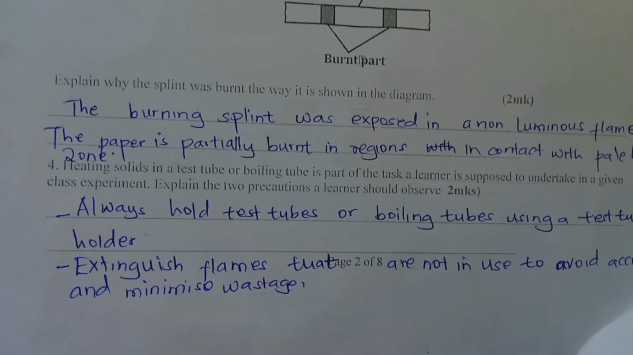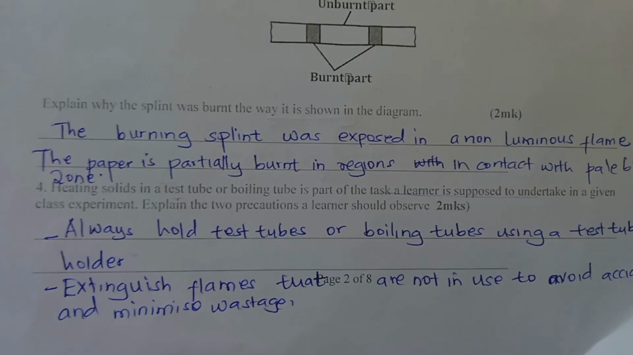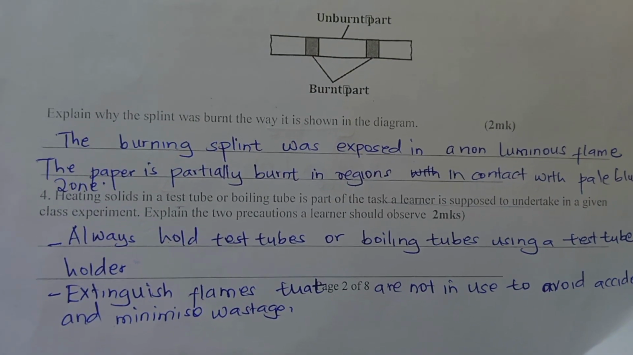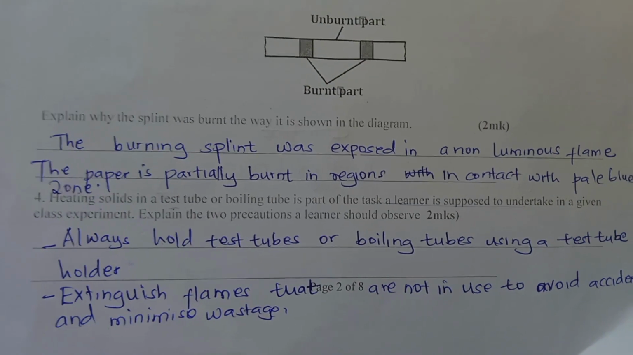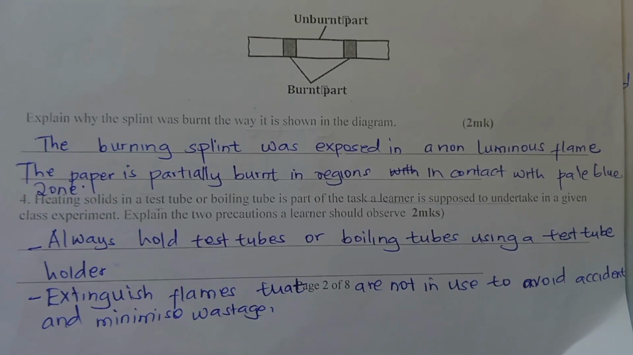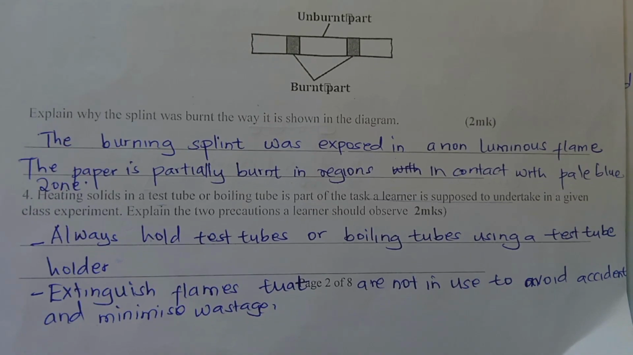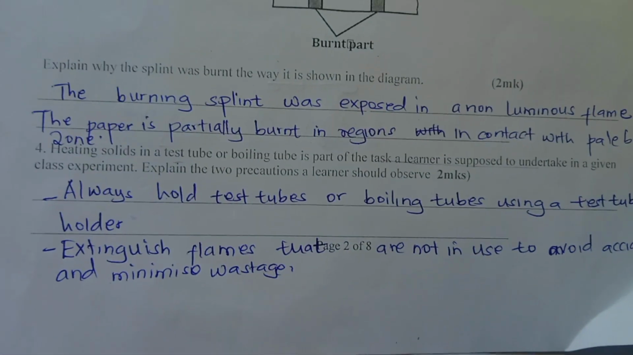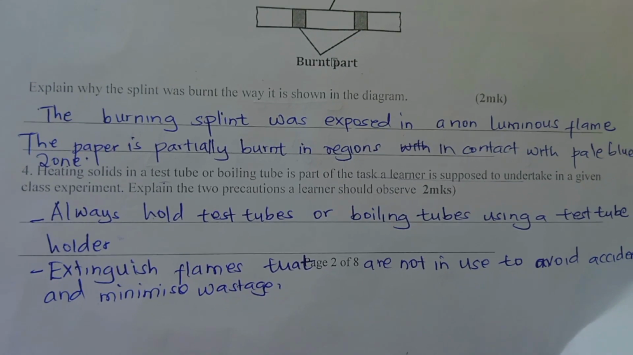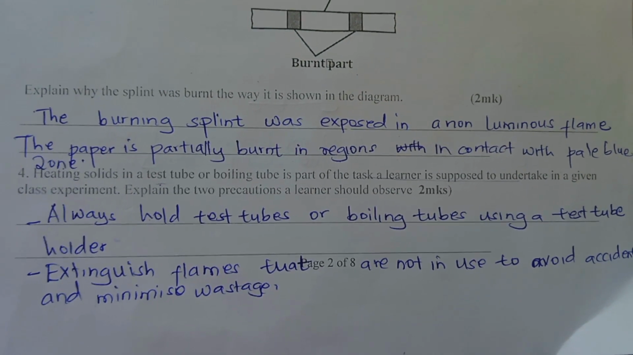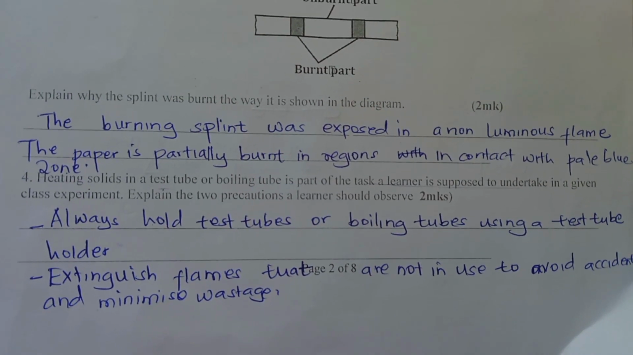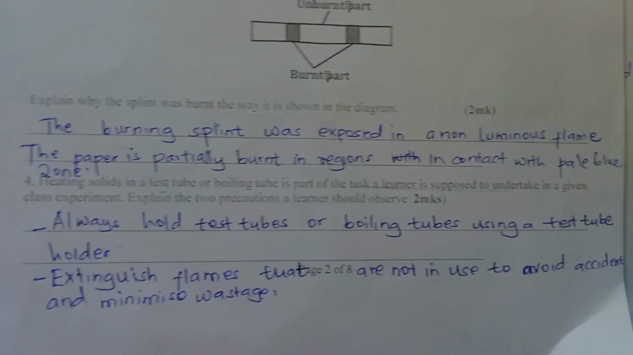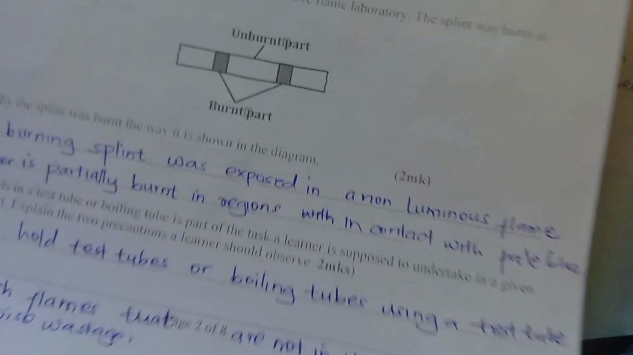Explain why the splint was burnt as shown. This is because the burning splint was exposed in a non-luminous flame, and the splint partially burnt in regions that were in contact with the pale blue zone. Heating solids in a test tube or boiling tube is a task a learner is supposed to undertake. Precautions that the learner should observe: always hold the test tubes using a test tube holder, and extinguish the flames that are not in use to avoid accidents.